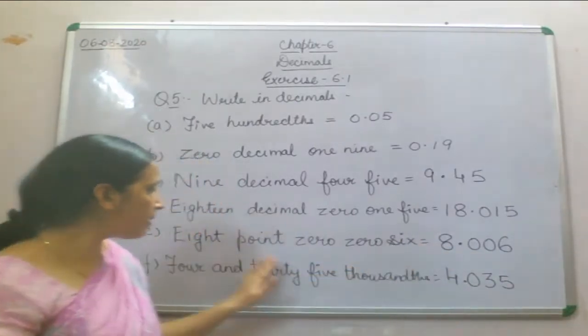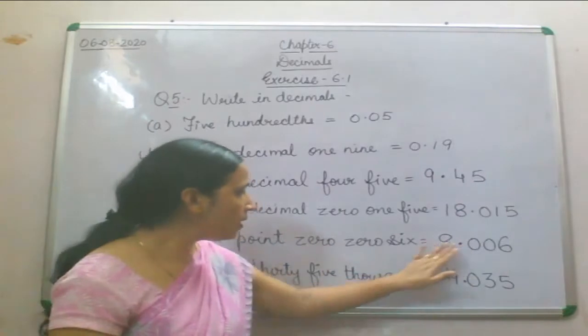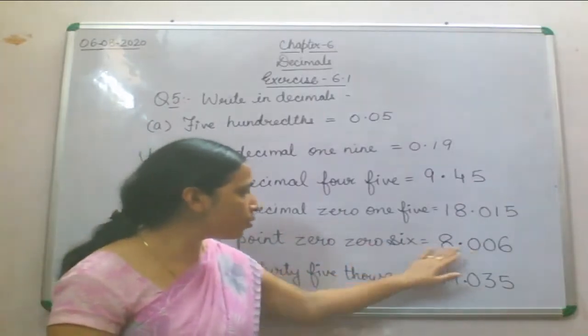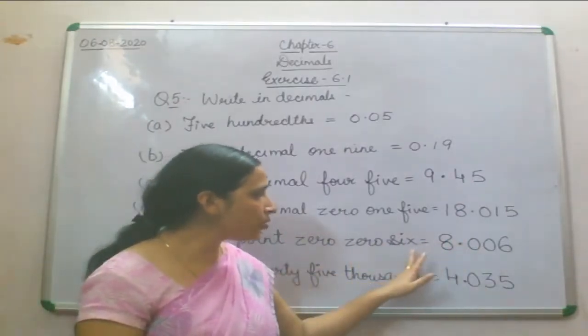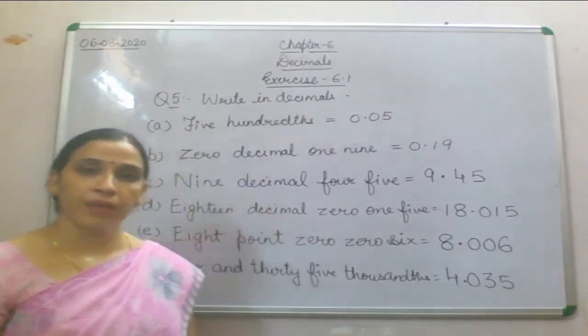8.88, then point, then this decimal, then 0, then 0, again 0 and then 6. Fine.